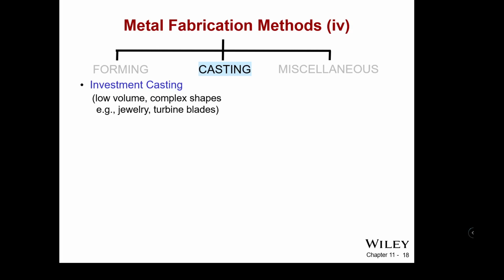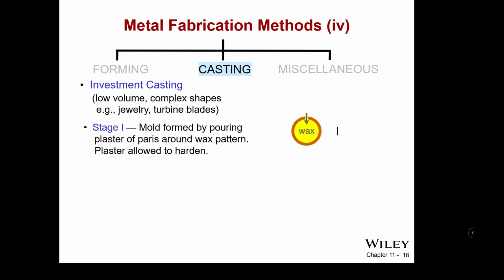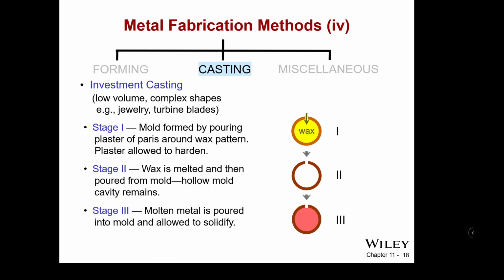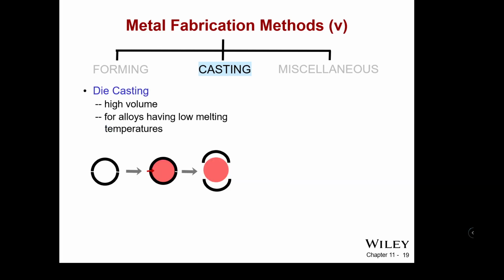There's also investment casting, which is for low volume complex shapes, things like jewelry and turbine blades. So you have a mold formed by pouring plaster around some kind of wax. Could also be plastic, so 3D printed material and things like that have been used for this a lot more recently. The plaster is allowed to harden. Then the wax is melted, or the plastic is melted out of the plaster, and a hollow mold cavity remains. And then the molten metal is poured in and allowed to solidify.